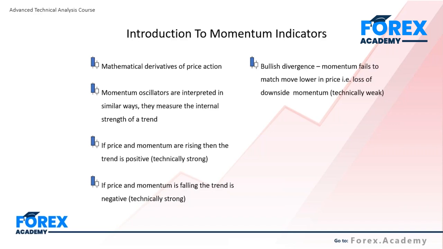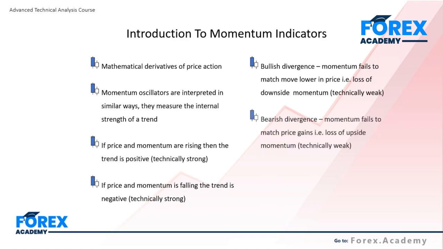Bearish divergence is a situation where momentum fails to match price gains. In other words, the trend has been moving up, price action continues to move up, but our observation for momentum is that it's beginning to move in a downward direction. In other words, it's diverging from the direction in price. This is an indication that bullish momentum is waning, and it is a technically weak condition. We'll look at all of these concepts over the next few minutes.